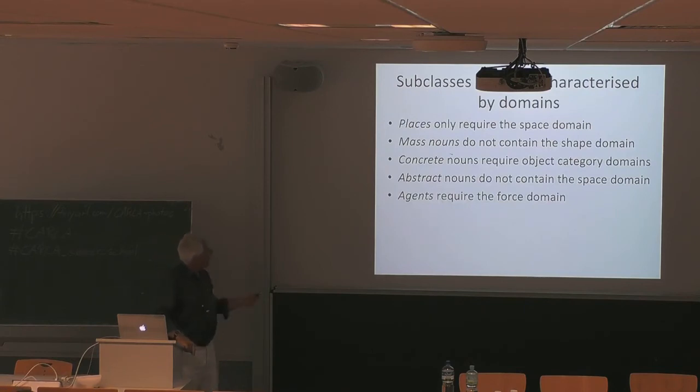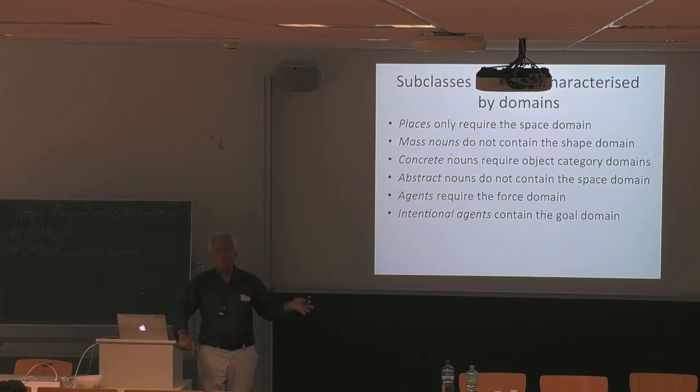Agents require the force domain. The agents are supposed to act, and action means that you can exert some kind of force, and I will get back to that when I get to verbs. An intentional agent has to have goals. You have to have some representation of goal domains. I haven't talked about the goal domain, but I can point to Michael's talk, where you talked about moving from one space to another. It's a representation of where you want the thing to be located, or what properties you want to change of a thing. You can represent goal domains.